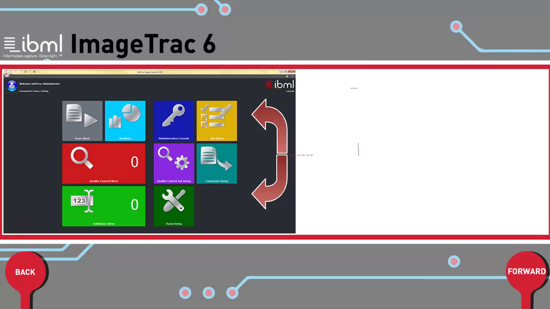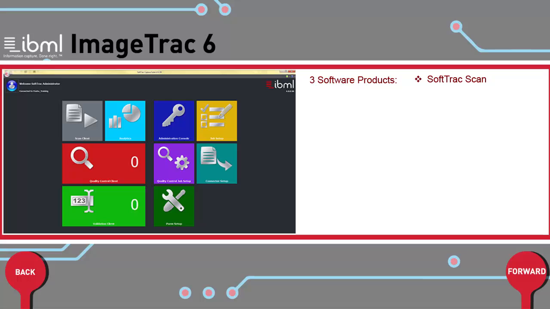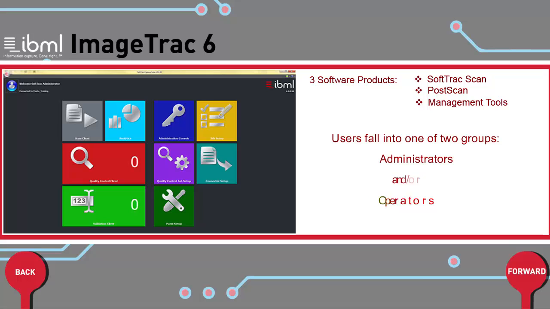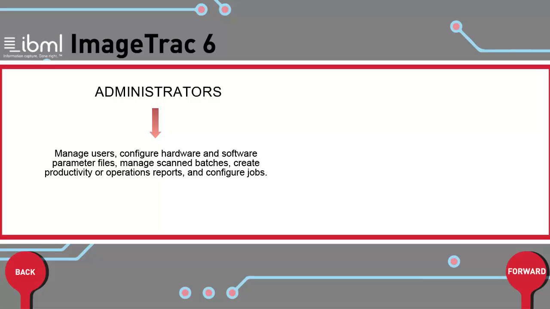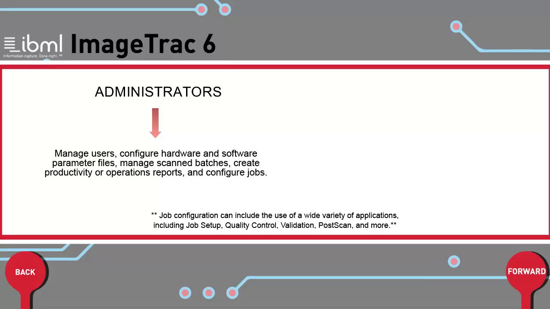IBML Capture Suite includes three software products: SoftTrack Scan, Post Scan, and Management Tools, and their associated applications. Capture Suite users fall into one of two groups: administrators and operators. Administrators manage users, configure hardware and software parameter files, manage scanned batches, create productivity or operations reports, and configure jobs. Job configuration can include the use of a wide variety of applications, including job setup, quality control, validation, post-scan, and more.